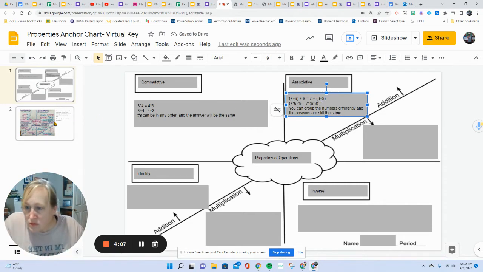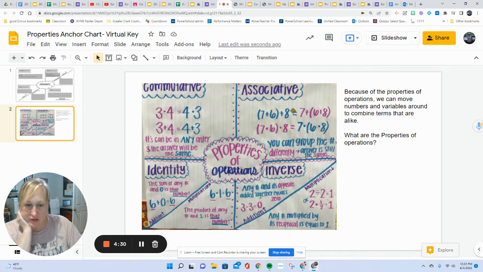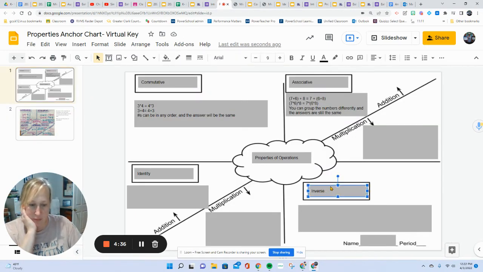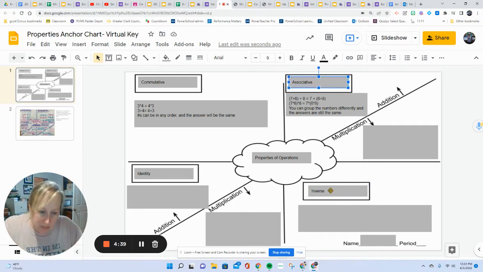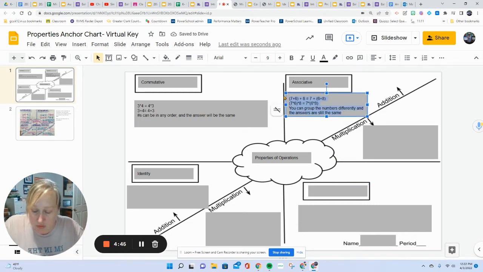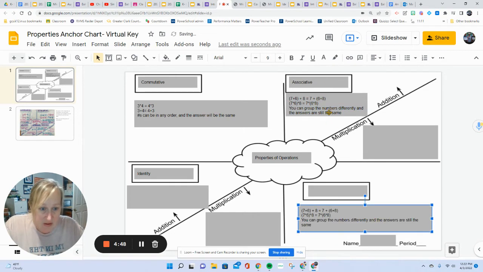Okay. Let's see. I think I put my multiplication and addition in the wrong place. Oh, great. So we're going to have to move these. You notice that I have a little line through here and a line through here. So associative is a little, yeah, so we're going to have to flip these. So I am going to copy and paste. Control C, Control V.